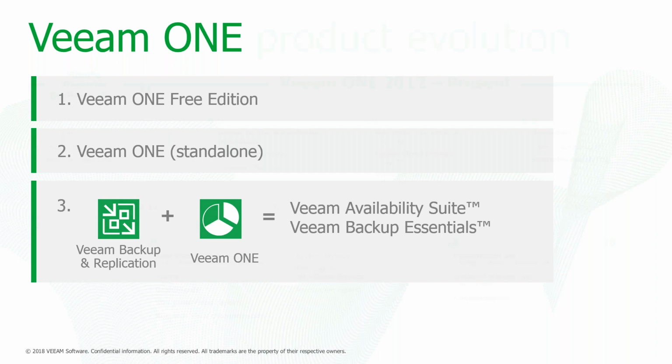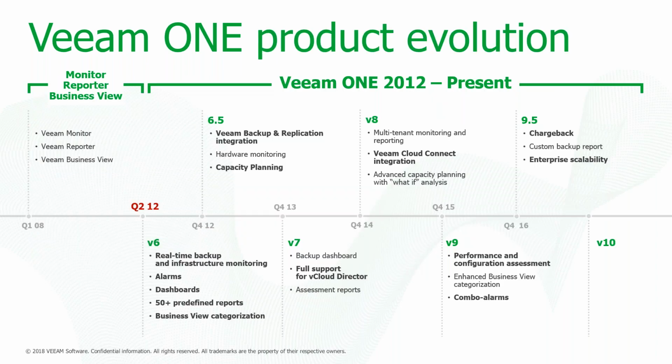If we take a look at the history of Veeam ONE, some of the people that have known Veeam for quite some time, such as myself, you will know that Veeam ONE became that one product in Q2 of 2012. Prior to that, you may have been familiar with things like Veeam Monitor, Veeam Reporter, and Veeam Business View. But in the second quarter of 2012, we brought those together in Veeam ONE. And then we brought real-time backup monitoring, infrastructure monitoring, alarms, dashboards, as you can see there.